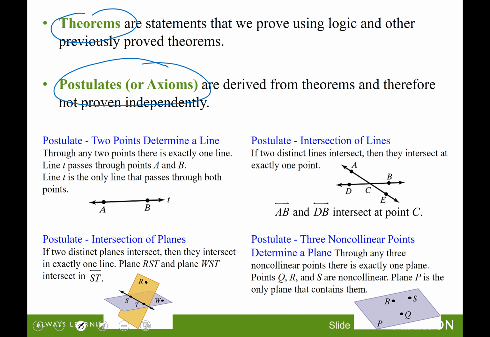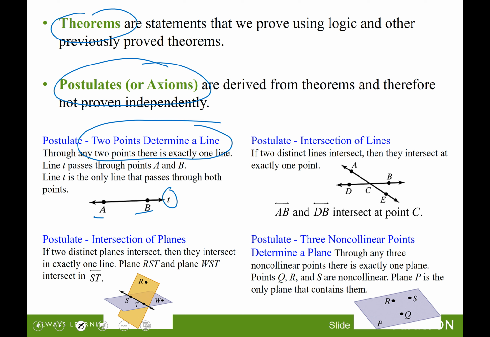Okay, postulate, the first one we're looking at here is 2 points determine a line. That postulate says that through any 2 points there is exactly 1 line. Line T, right here, passes through points A and B. Line T is the only line that exists that passes through both those points. And that's kind of hard to believe, but try to draw any other line and have it pass through A and B. It's impossible to do. Only 1 line exists passing through any 2 points. So the postulate is 2 points determine a unique line.